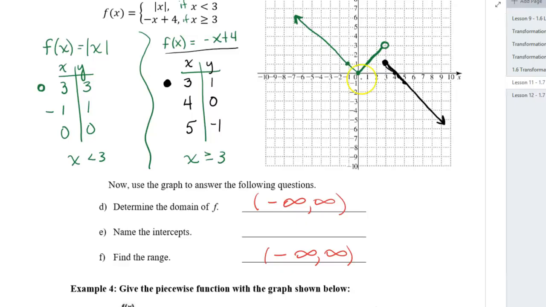And I have two x-intercepts, one at 0, 0, and one at 4, 0. The y-intercept is at 0, 0, which I already have listed. So those are the only two intercepts of this function. It is important to note that a function can have more than one x-intercept, but it can only have one y-intercept. Otherwise, it would fail the vertical line test.